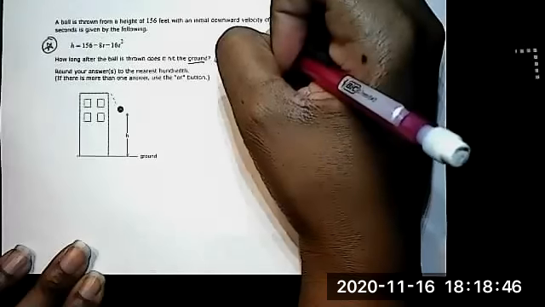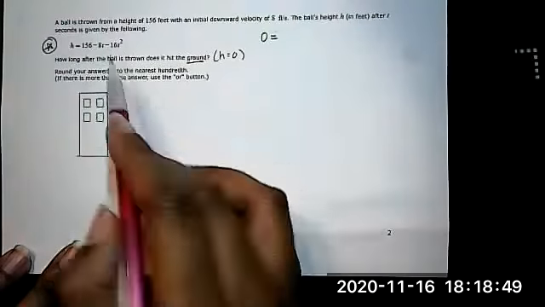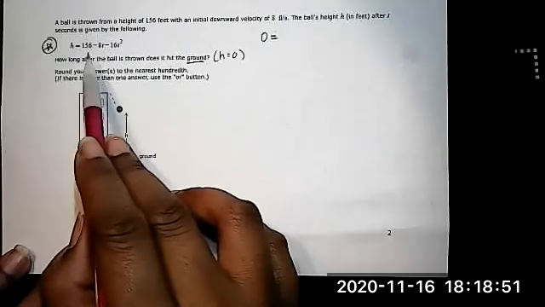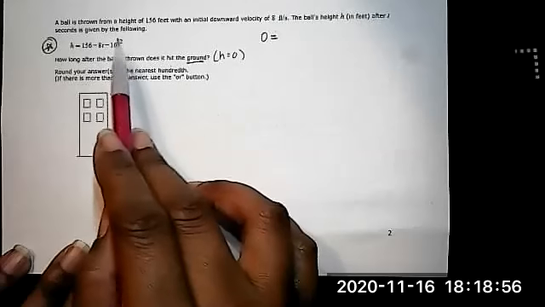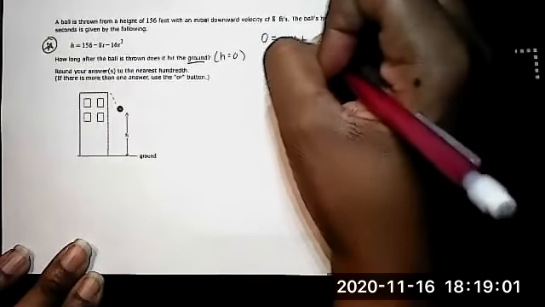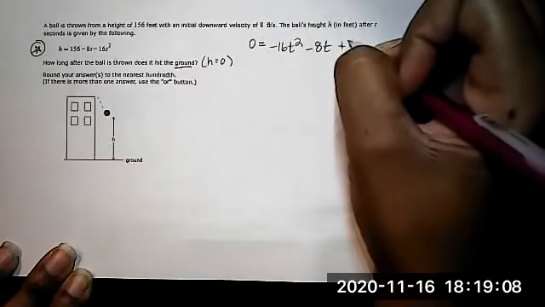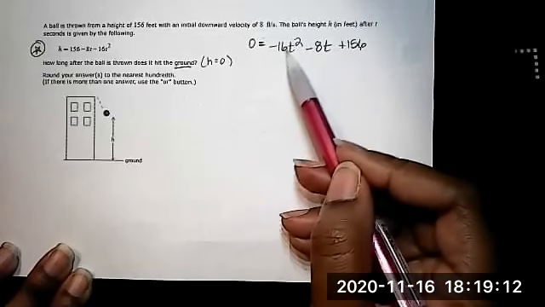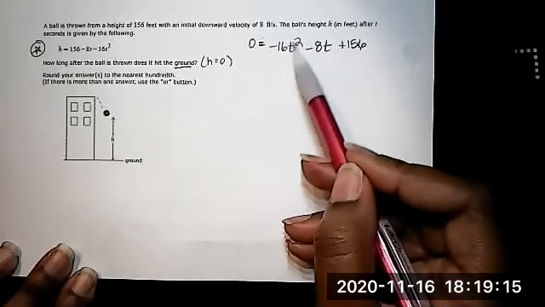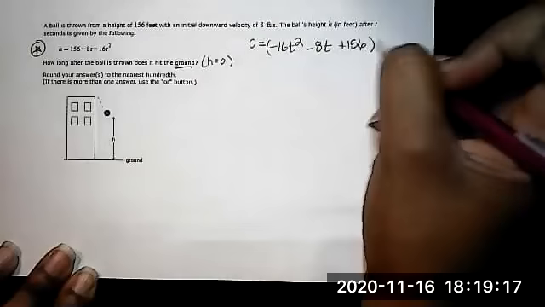We're going to replace this with 0. So we will have 0 equals. Now, of course, we've been doing this for a couple of problems now. We have to make this so that the squared value comes first. That's negative 16t squared, and then negative 8t, and then positive 156. Of course, we can't have that squared value negative, so we're going to multiply everything by -1.